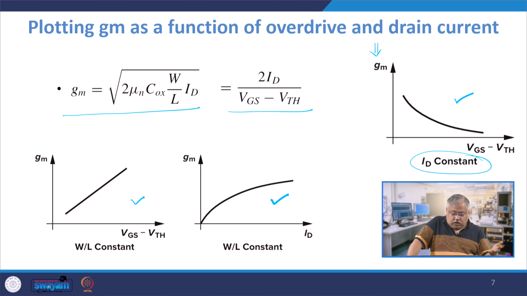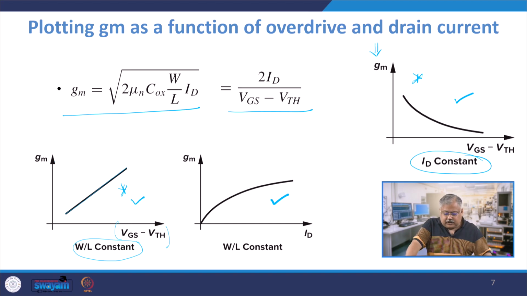Now the second plot, on the left hand side, the first plot you see, is W by L constant, and my GM is following a graph which is linearly dependent on the value of the overdrive, right? I will explain. You might get confused that this is just the opposite of this one, right? We'll come to that later on. And if I take W by L constant, if I plot GM versus ID, I get a curve like this. So let's first take up this, and then I will try to resolve the apparent difference between these two.